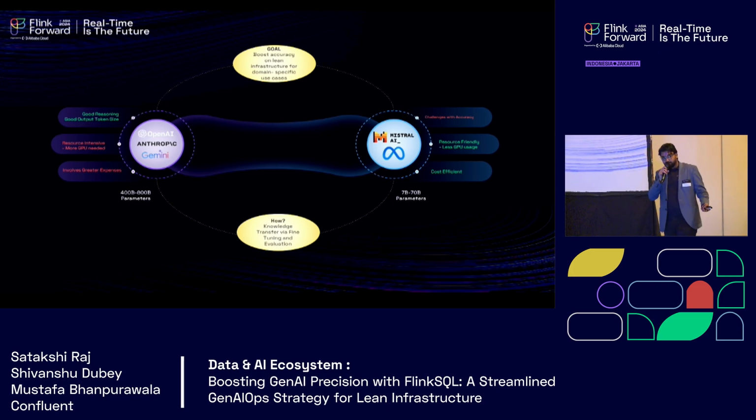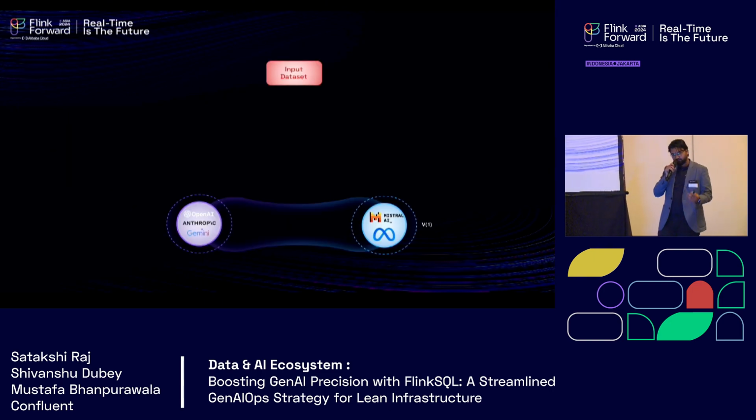But the main catch here is people are already doing fine-tuning. People are already evaluating newer and newer models. But what difference does it make if we do it with streaming? Why do we need streaming in this? Why do we do it with Flink, to be more specific? So let's deep dive into that solution particularly.